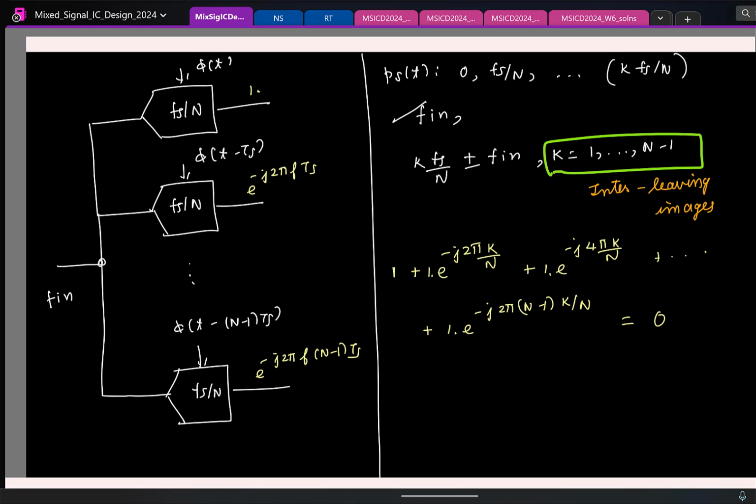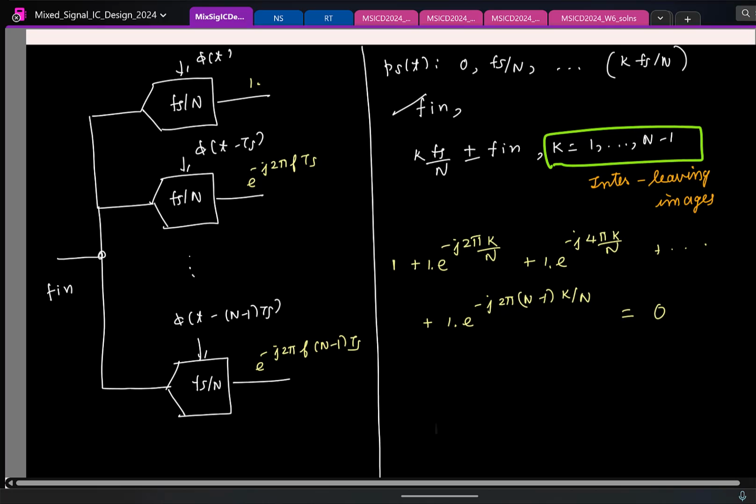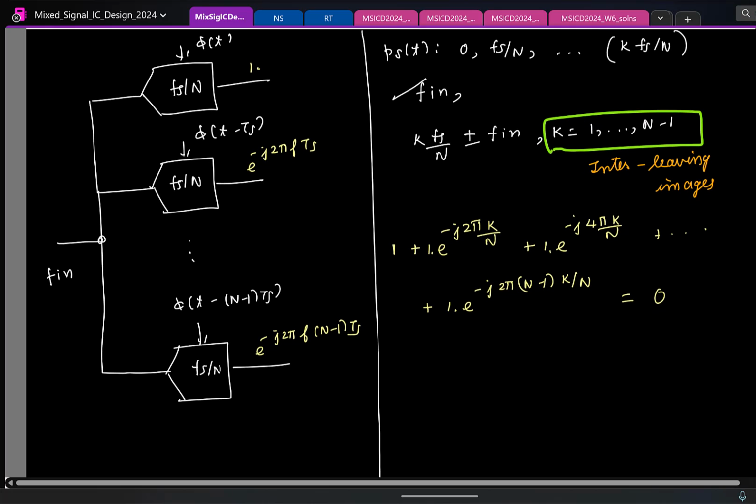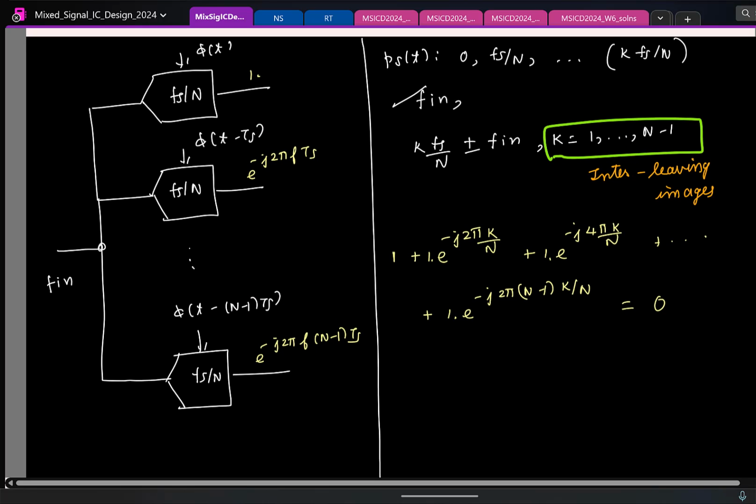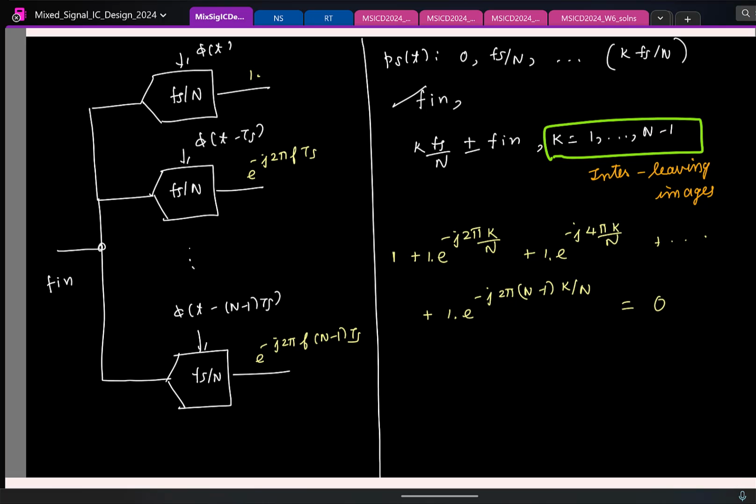Cool. So now this idea is clear. With time interleaving, the main problem we can have is these interleaving images, and because of the phases and time delays, they get cancelled. So now we have come up with something new. What do we do next? Yeah, we already named it time interleaved.